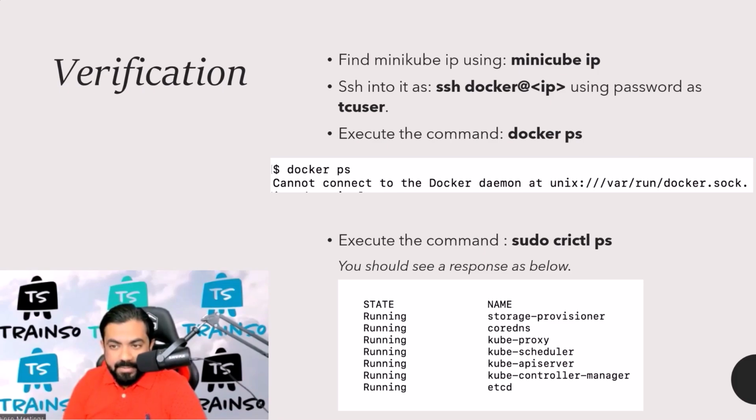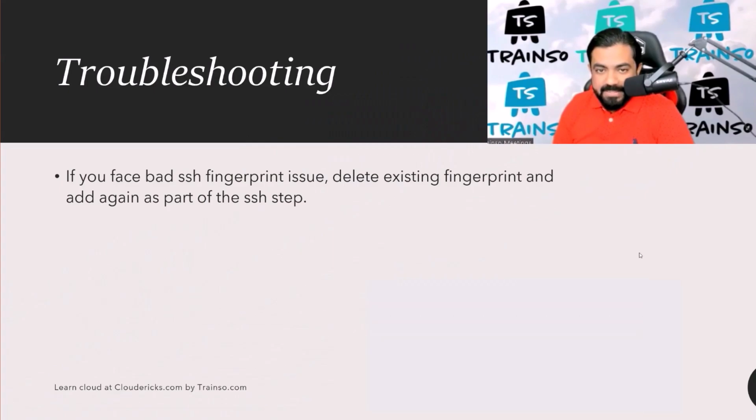Instead, try running sudo crictl ps, and you should see names such as storage-provisioner, coredns, kube-proxy, kube-scheduler, kube-apiserver, kube-controller-manager, etcd, etc. And if you face any issues with respect to bad SSH, you may delete the existing fingerprint and then add it again as part of the SSH step.